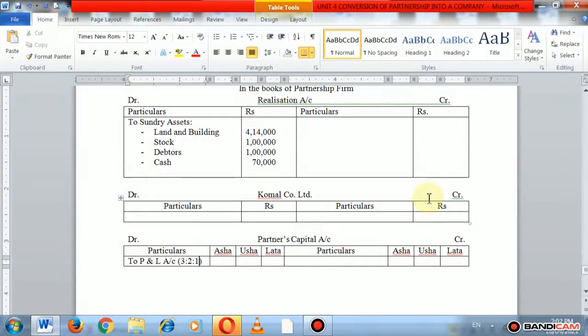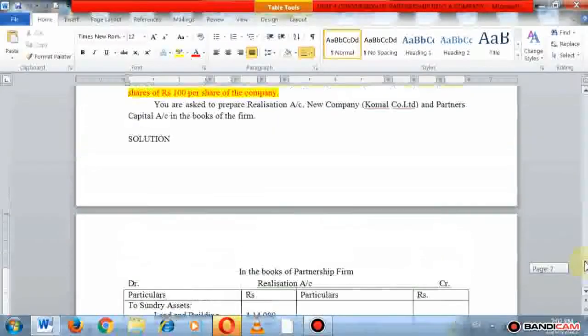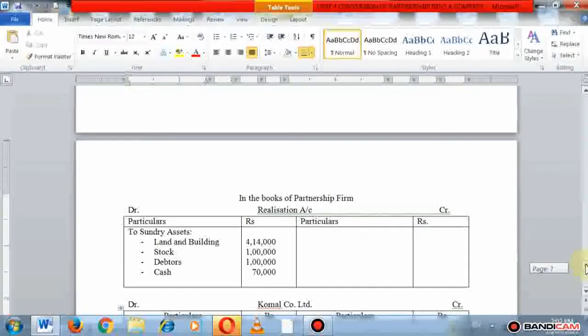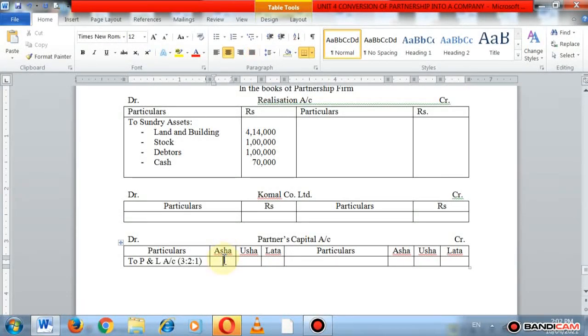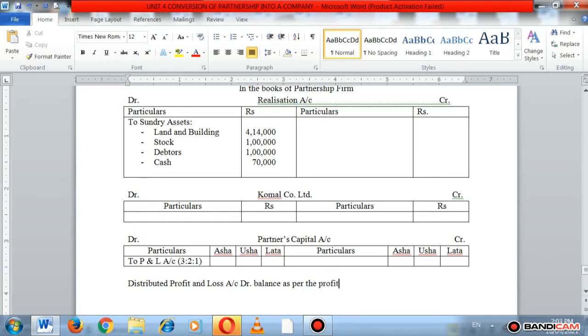So total profit is rupees 30,000, and that 30,000 is distributed in the ratio of 3:2:1. So first of all we distribute the profit and loss account debit balance as per the profit sharing ratio.